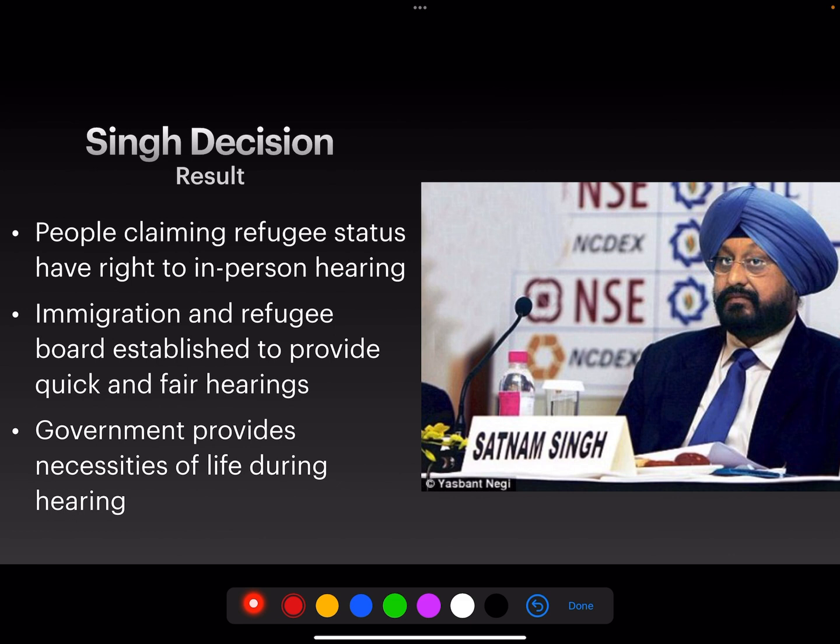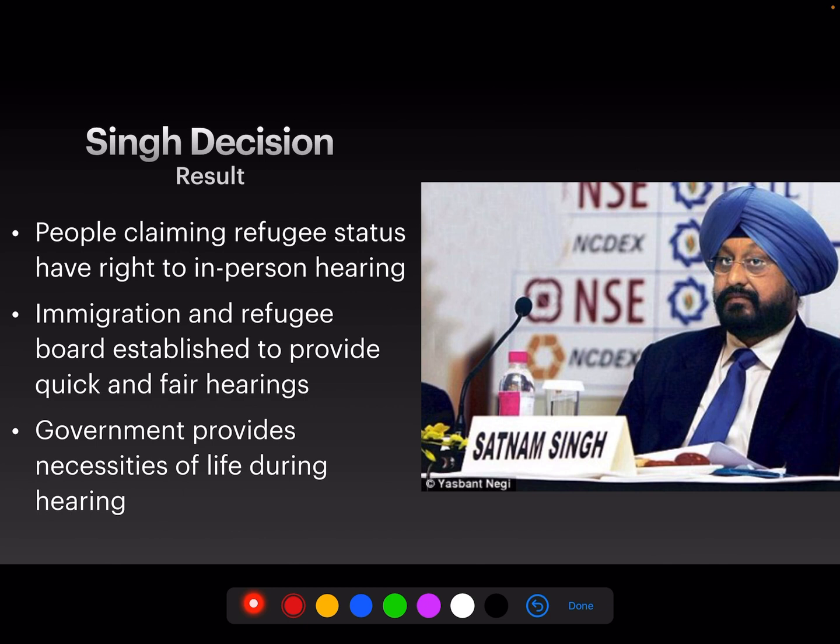So the result comes out, and we now can say that people who are trying to come here as refugees have the right to an in-person hearing, because just like everybody has the right to have their day in court, refugees have that right as well. They can't be forced to have a lesser standing before the law simply because they're refugees.